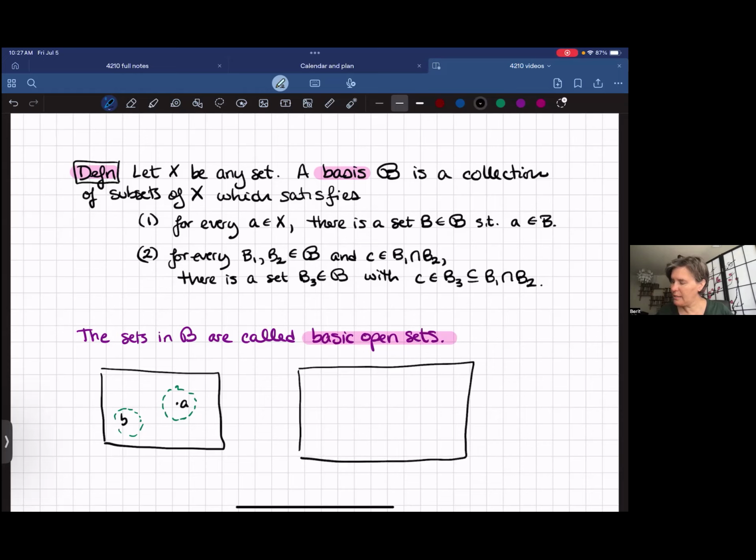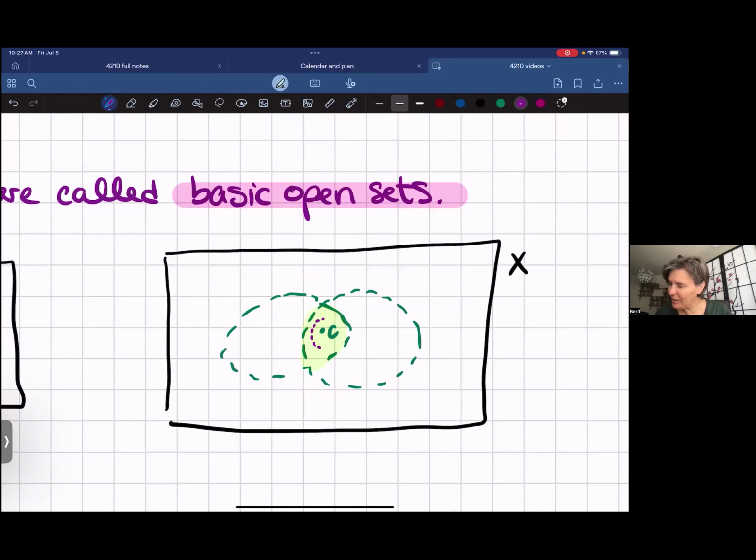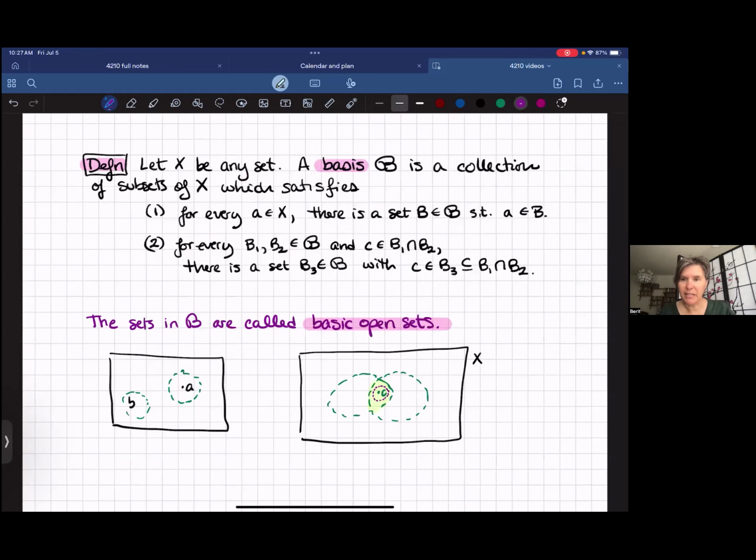The second one says, here's my space X, and let's say I take two basic open sets, and I have to draw them to overlap because I'm going to assume that there's some point in their intersection. So their intersection here is this part where they intersect. And let's say that I have some point in there, little c, that there's some third basic open set that is inside of the intersection and contains the point c. All right. So that is the definition of a basis.